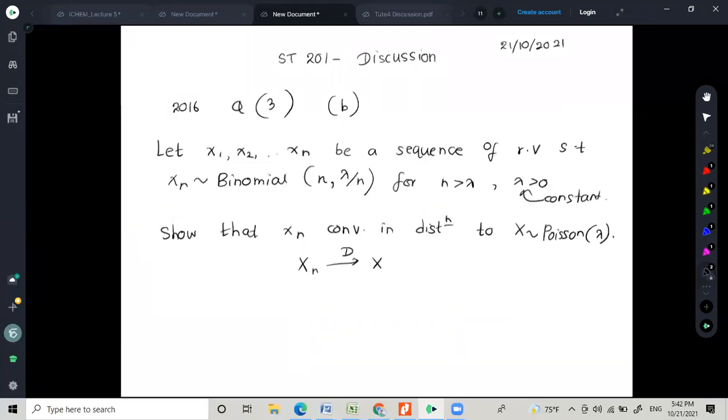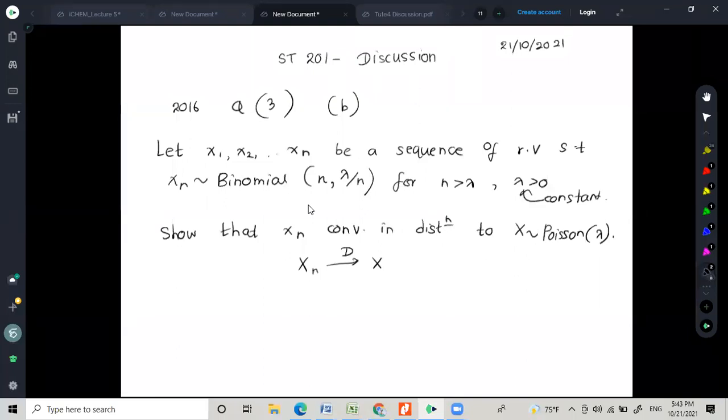Right? That means you have to start with the CDF. When you have to show the convergence in distribution, you have to use the cumulative distribution function, capital F for the CDF. Now we know that xn is binomial. You have to show that the CDF of the binomial will converge to the CDF of the Poisson distribution when n goes to infinity. Okay, so what do we have to show? We have to show that the CDF of the binomial random variable converges to the CDF of the Poisson when n goes to infinity.